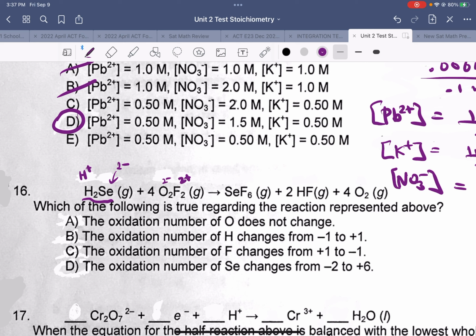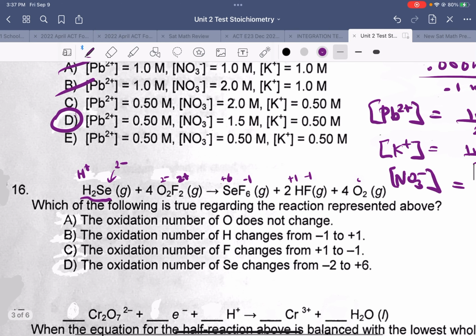Now F normally is -1, right? So then this one is +6. So it changes. Now this also -1, and H plus is +1. O2 is 0 in here. There's no charge. So which one is true? Oxidation number of O does not change. That's not true, because it used to be -2, but it's 0, so that's not true. The oxidation number of H changes from -1.